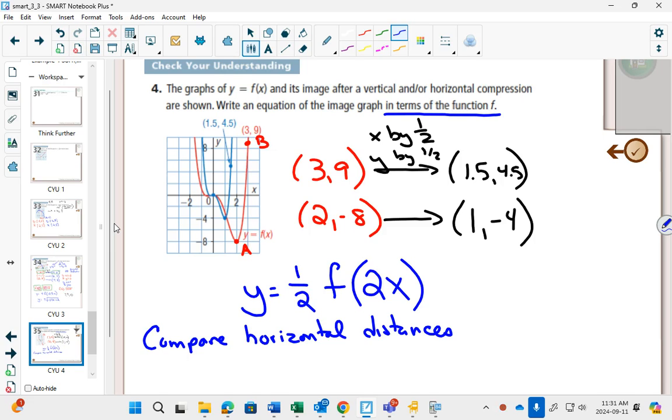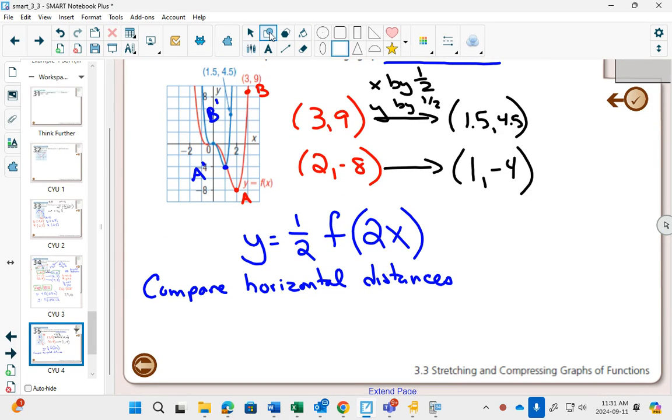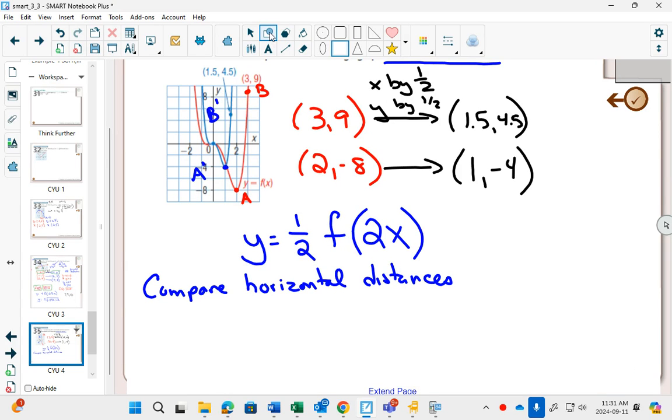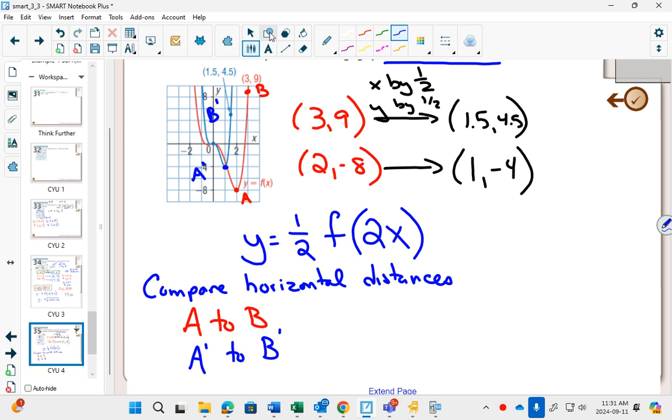Then on our image graph, what we often do as a label is we put A with a little dash, A prime, and B with a little dash, B prime. So we're going to compare the horizontal distances from A to B, and compare it on the blue one from A prime to B prime. If I go from A to B, it looks like I go 1 unit to the right. So I'll put a +1 there. If it was 1 unit to the left, I'd put a -1. Does that make sense? If I go from A prime to B prime, that is only 0.5 units to the right.